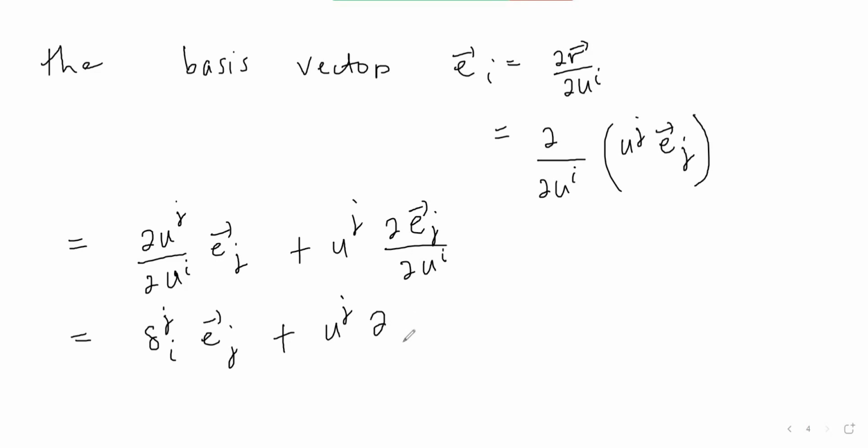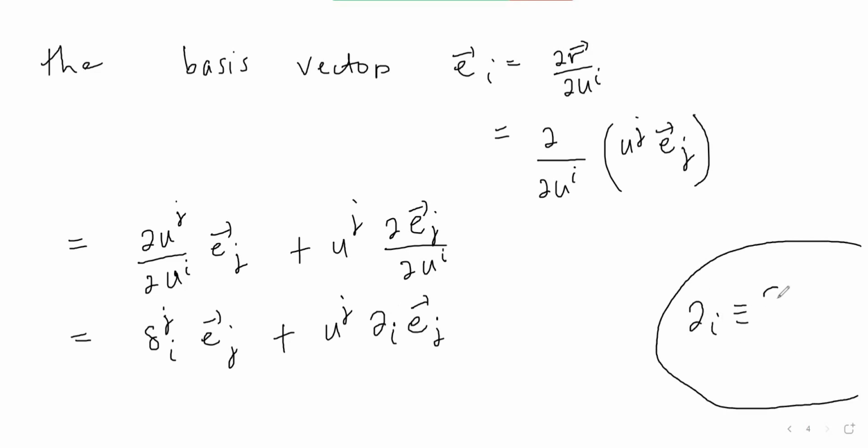Let me just write this out. You can use this notation here, partial i of ei. The partial i is basically equivalent to partial with respect to ui. So we're just using a shorthand notation. Okay, so now we have this. So this is, of course, the basis vector ei.